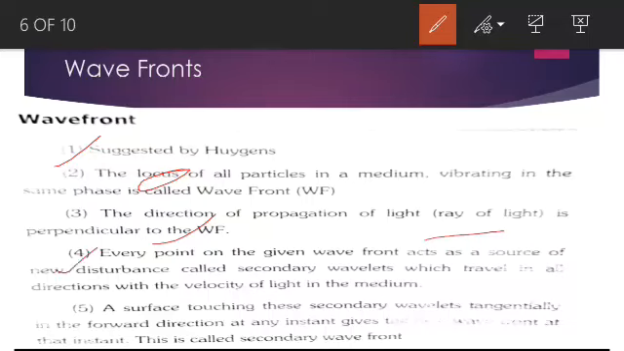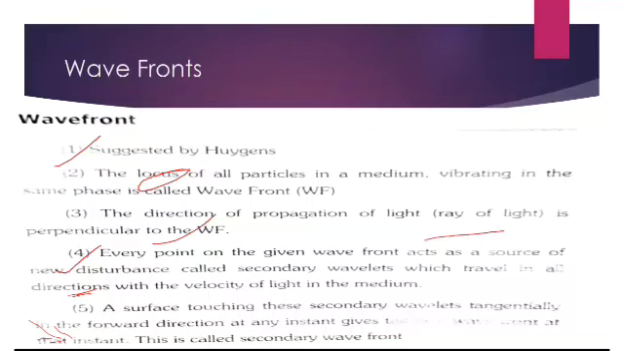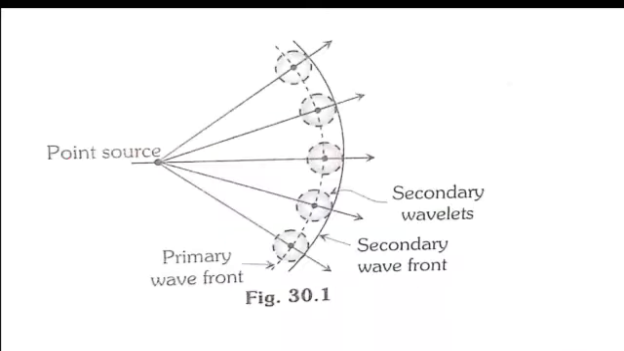That means, in the fourth point, every single point acts as a source of new wavefront, and this new disturbance is known as the secondary wavelet, and the wavefront which is produced from the secondary wavelet is known as the secondary wavefront. This topic will be more precisely understood with the help of a diagram of wavefronts, which we will discuss in the next slide.